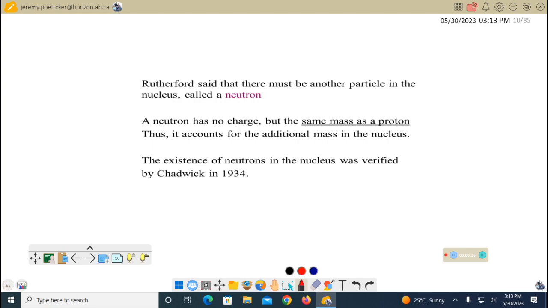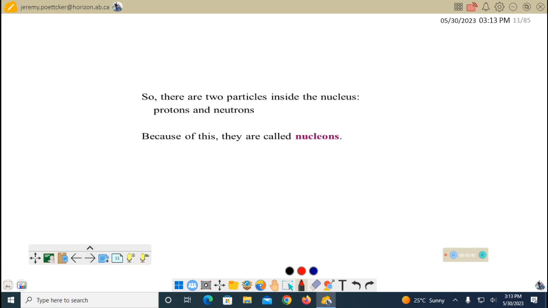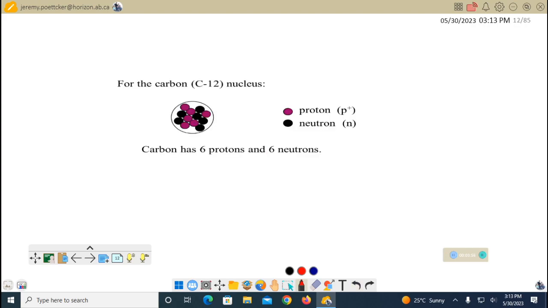The existence of neutrons in the nucleus was verified by James Chadwick in 1934, so it took a while, but we got there. So modern day, there are 2 particles inside the nucleus. Protons and neutrons, they're in the nucleus, and so we call them nucleons. Lovely. Definition right there. So for the carbon-12 or C12 nucleus, they're not necessarily arranged exactly in a 2-dimensional circle. They're more spherical. Carbon has 6 protons and 6 neutrons.